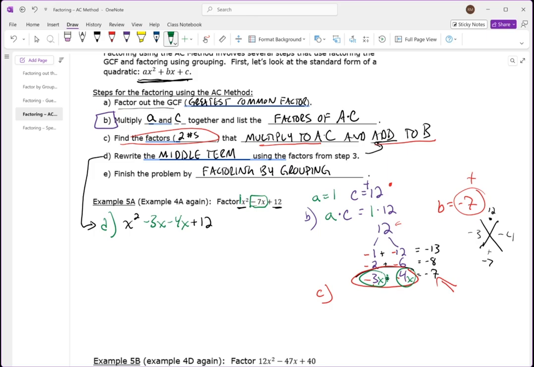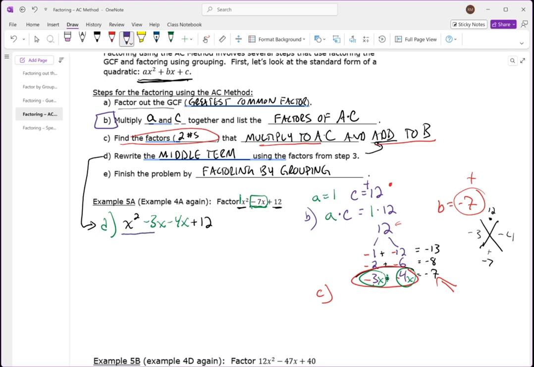And so what I have done is I've rewritten this middle term as a sum of two things. That is the weirdest step in this whole thing. It's kind of the step that you have to remember. It just feels so odd. And then we're going to finish by factor by grouping.